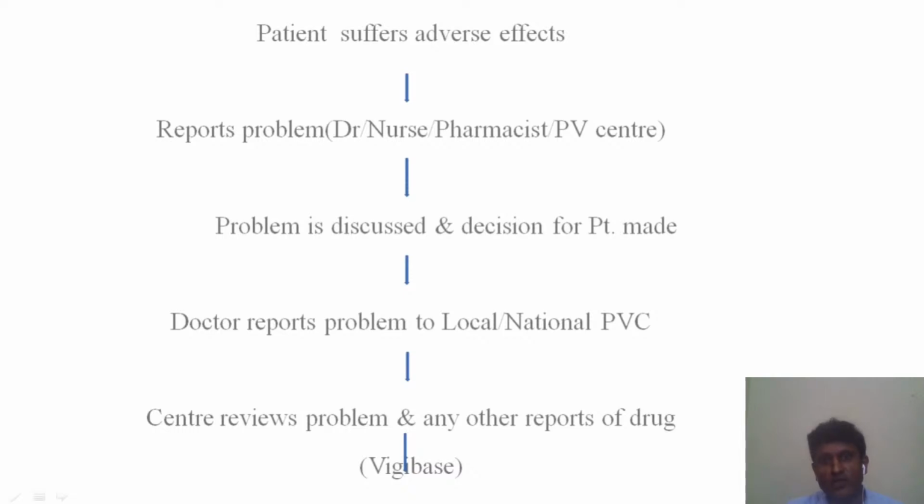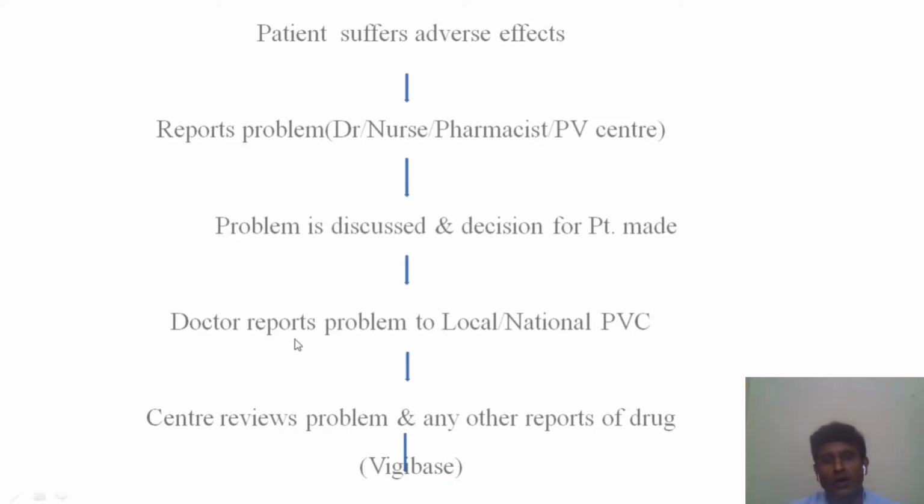This is the flow chart I am presenting, showing how it flows from a patient until it comes back to us in a different form, either as a banned drug or as an improved version of it. First, the patient suffers adverse effects. Suppose I'm in the OPD, given the drug, and there is some adverse effect. Someone reports this particular problem. Who reports it? Mainly a doctor, nurse, pharmacist, or the pharmacovigilance center. They collect the report, the problem is discussed, and a decision for the patient is made: whether to reduce the dose, stop the drug, or continue the same with observation.